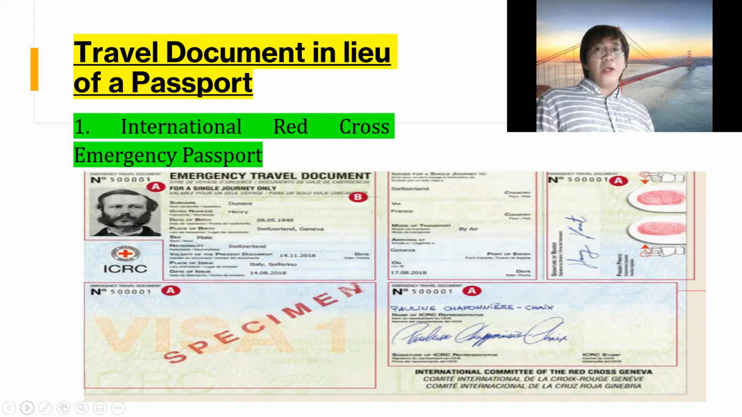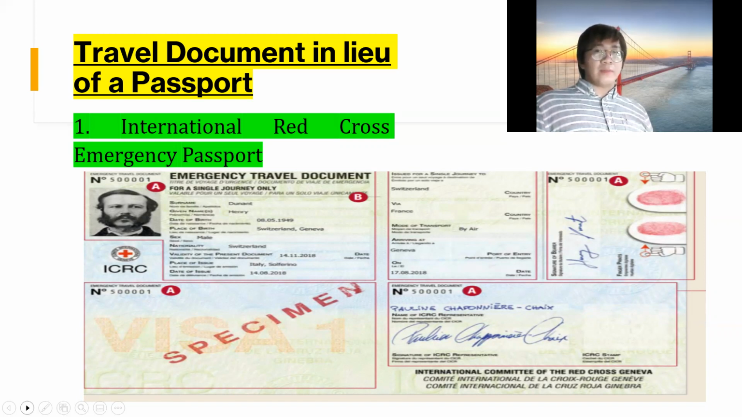So this is only to be used for refugees. Hindi ka pwedeng gumamit nito kung walang gera. Pag may gulo lang, refugees, no? So this is only valid for refugees. Okay, and of course, syempre, ayaw naman natin na makakita niyan dahil syempre, alam mo na, refugees, tao, kawawa naman.